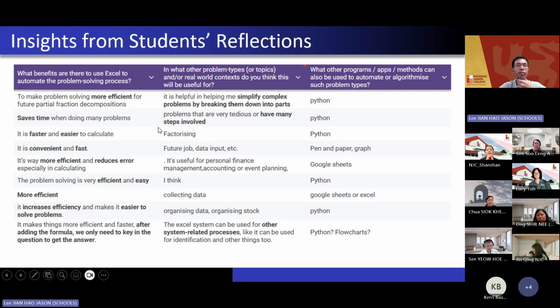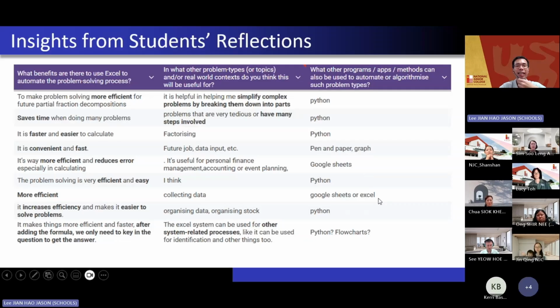As for the second question, what kind of problem types or real world context might they find this to be useful for? There were a variety of responses. Some students mentioned things like management of finances, accounting, event planning, and essentially any system related processes. And sometimes you may also get surprising responses from the students, like what the student mentioned earlier about supply chains, which was not very expected.